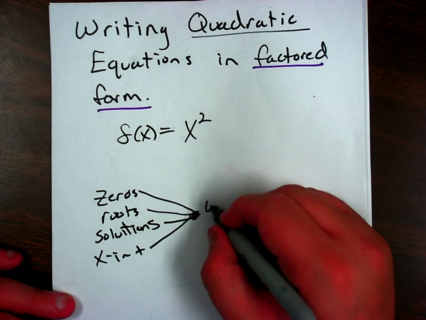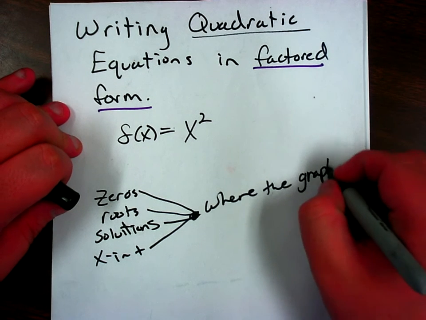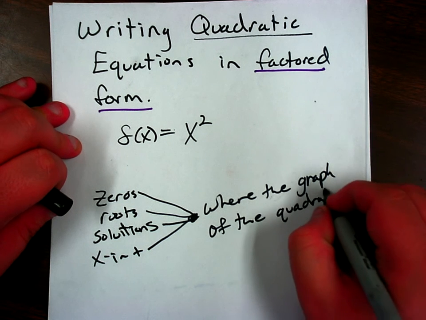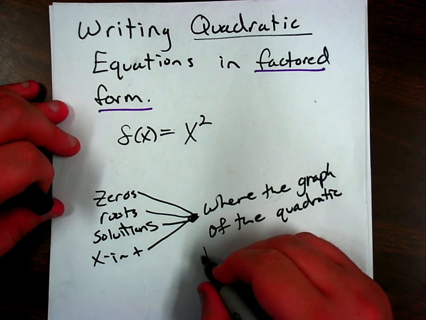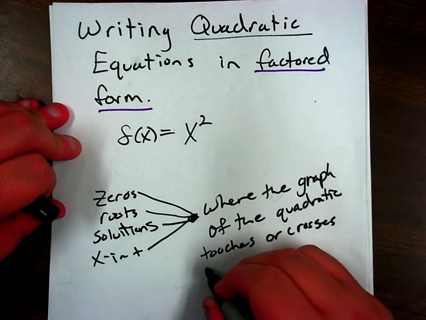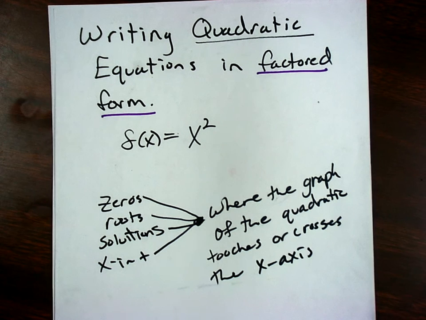And those are where the graph of the quadratic touches or crosses the x-axis. Okay, that is all where the graph of the quadratic touches or crosses the x-axis. All right, that is zeros, roots, solutions, and x-intercepts.